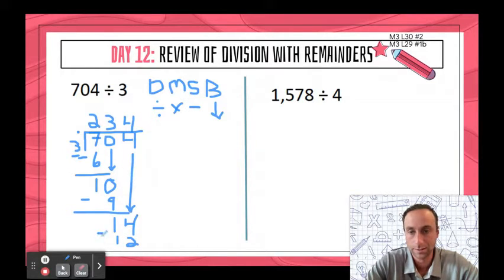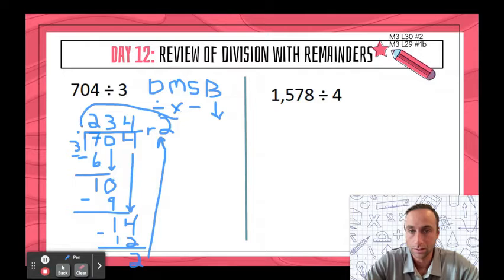I'm going to subtract. When I do, that gets me 2. There's no other numbers to bring down, so this is my remainder. So your quotient there, I'm going to circle it, 234, remainder 2. Nice little review there of long division as well.